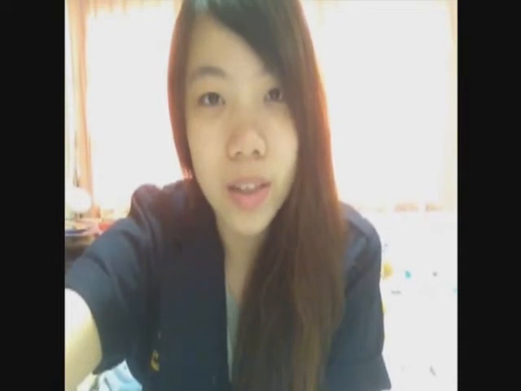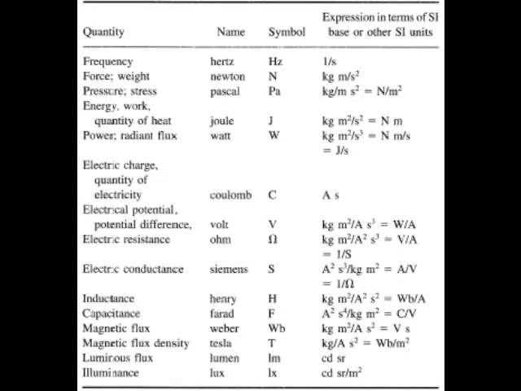Interestingly, with these 7 basic units, we can derive as many more as we want, which are called derived units. This table shows some of the derived units. Let's see some examples. Electric capacitance, or farad, is formed by C divided by V. C is electric charge in coulomb. Coulomb is formed by ampere second.